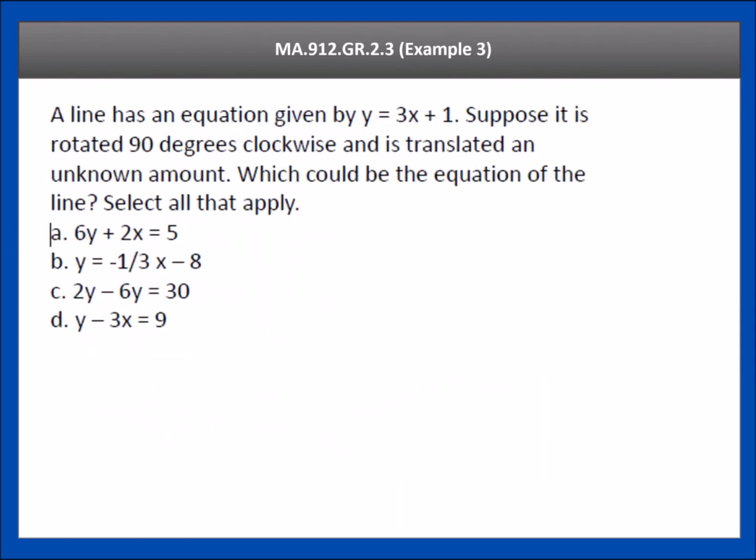All right, so the next example, a line has an equation given by y equals 3x plus 1. Suppose it is rotated 90 degrees clockwise and is translated an unknown amount. Which could be the equation of the line? Select all that apply. So what it's saying is that if you have an equation, you have 3x plus 1, that's like an equation like this. That's a line, right?